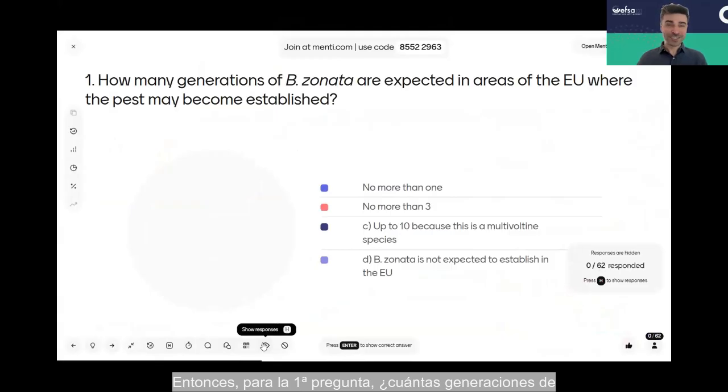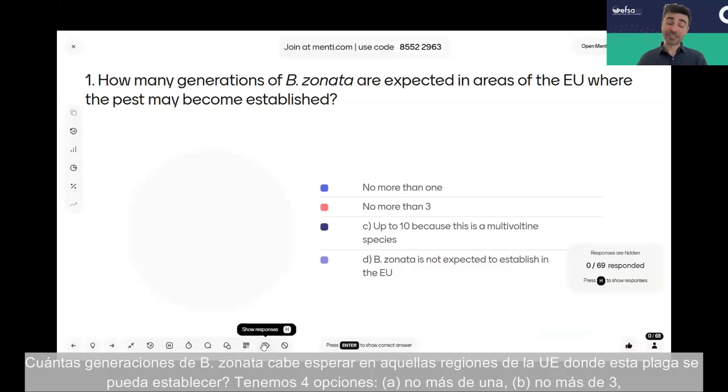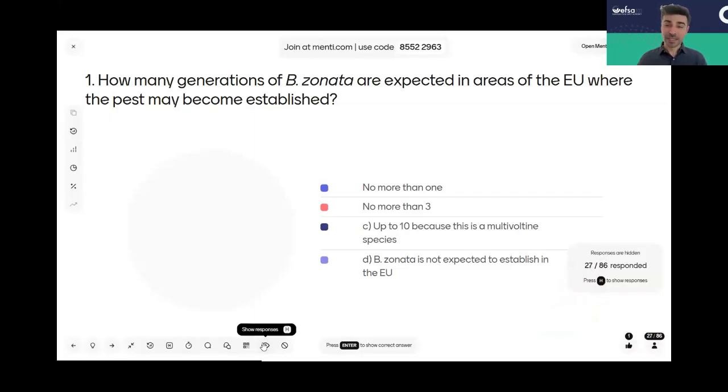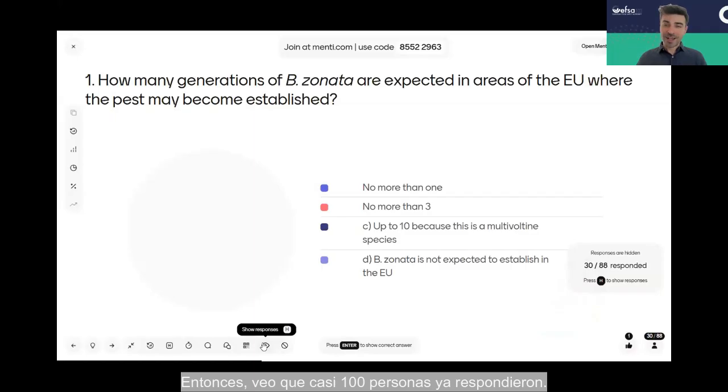For the first question: how many generations of Bactrocera zonata are expected in areas of the EU where the pest may become established? We have four options: no more than one, no more than three, up to 10 because this is a multiple generation species, or Bactrocera zonata is not expected to establish in the EU. I see almost 100 of you already responded.